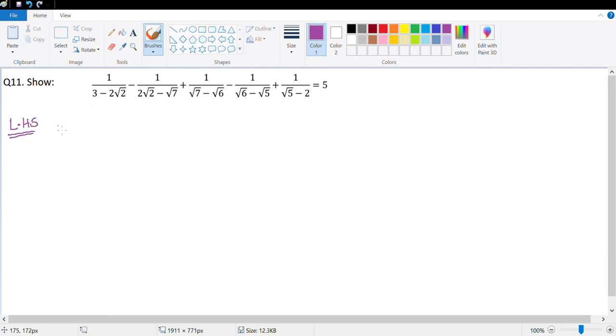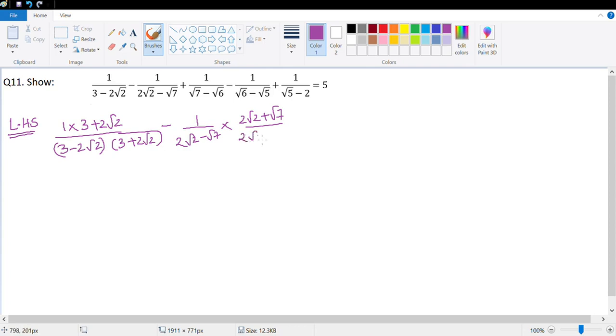So the first one will be 1 multiplied with 3 plus 2 root 2 upon 3 minus 2 root 2 multiplied with 3 plus 2 root 2. That's the first term. The second term, not plus, that's minus. The second term will be 1 upon 2 root 2 minus root 7 multiplied with 2 root 2 plus root 7 upon 2 root 2 plus root 7.